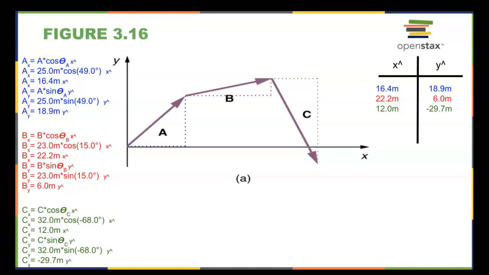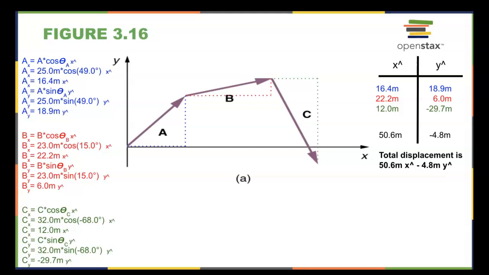And the same thing with the y. We're going to add this positive y value here, this positive y value here, with this negative y value here. And so we get our total values: our resultant vector is going to be a displacement of 50.6 meters in the positive x direction and 4.8 meters in the negative y direction. I can write it like this. Total displacement is 50.6 meters x hat minus 4.8 meters y hat.